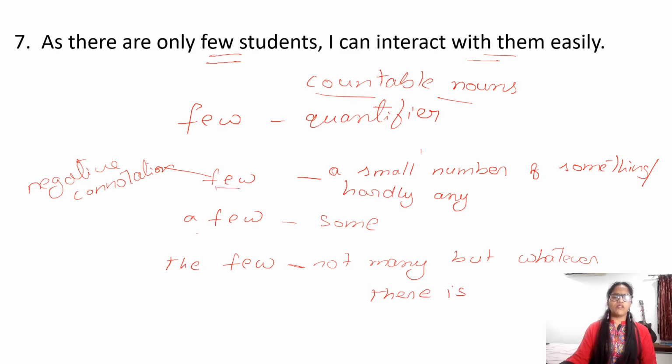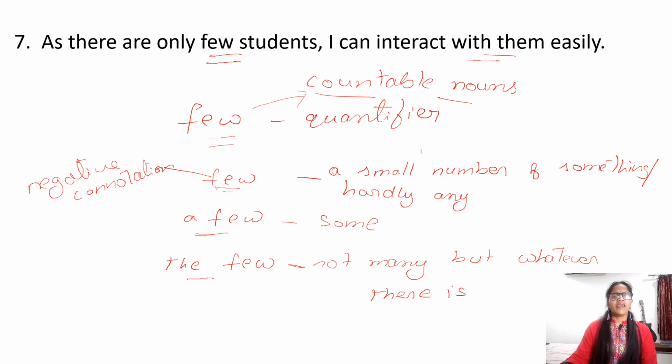Between few, a few and the few. Now few means hardly any or very little. A few means some. The few also means not many, but whatever there is. Now few is used as a quantifier and with countable nouns.